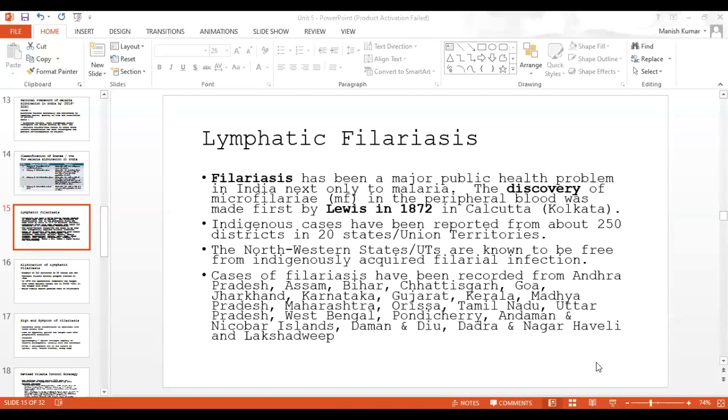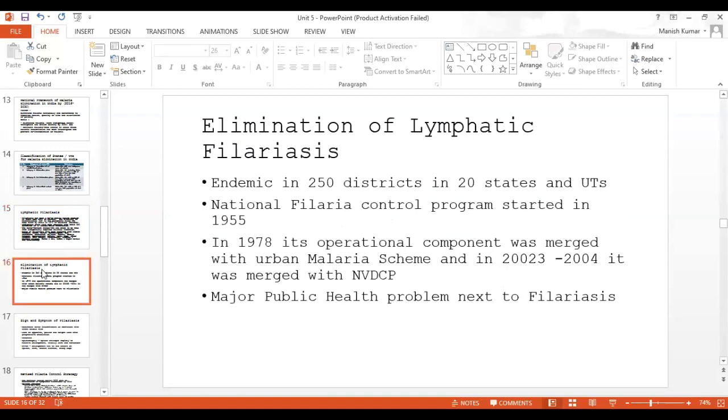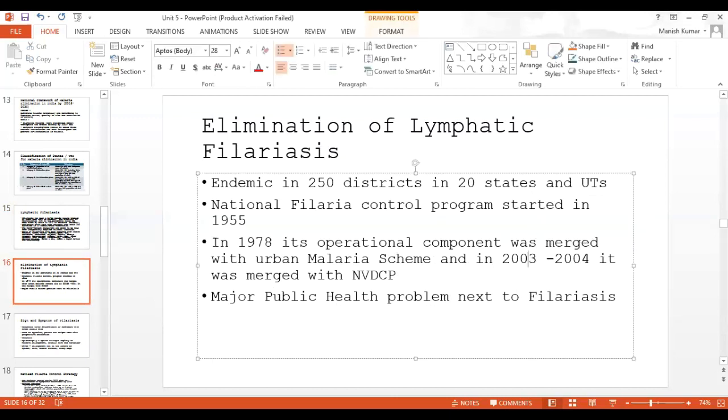Okay. So the fourth pointer, cases of filaria. You will see the states where you can see cases of filaria in India. So in 1978, filaria was merged with the urban malaria scheme, and in 2003-2004 it was merged with NVDCP. So initially filaria was merged with the urban malaria program, and then in 2003-2004 it was merged with NVDCP.